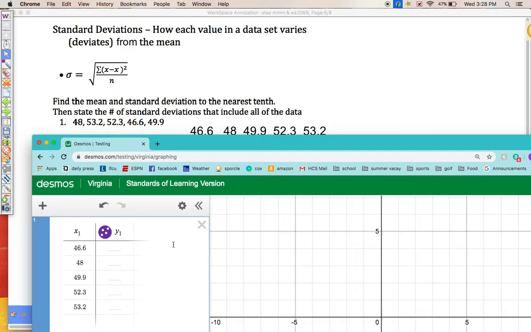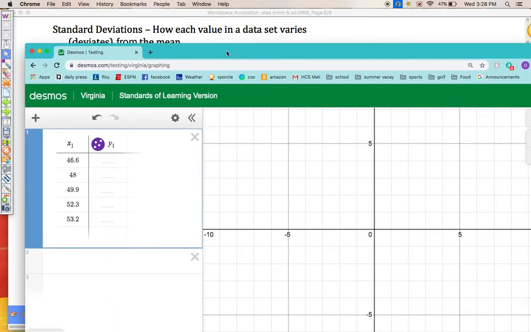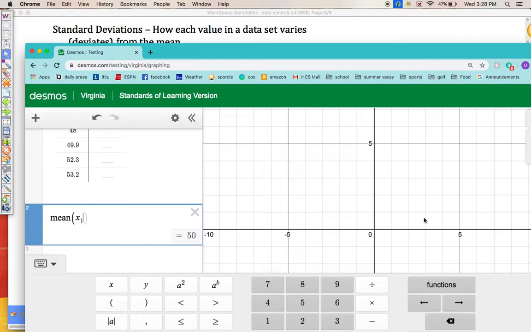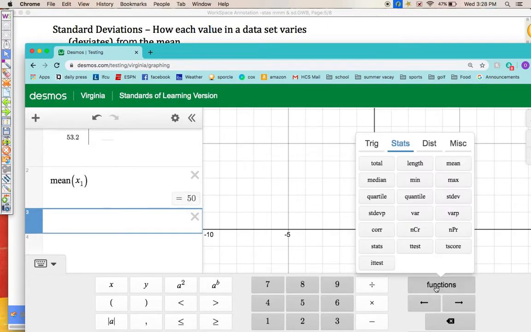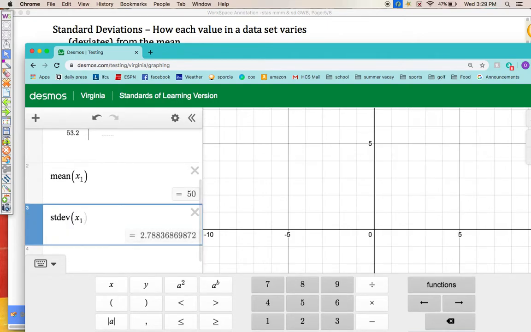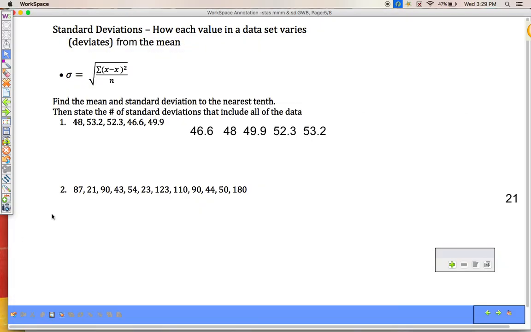All right, add them up, divide. Find the mean. Mean of x1 is 50. All right, the next thing I'm going to do is over here, we have standard deviation. And I'm going to do a standard deviation of x1. And I'm going to round that to one decimal place and call it 2.8. So we don't have to do the math, we just have to know how to find it. The mean is 50, standard deviation is 2.8.